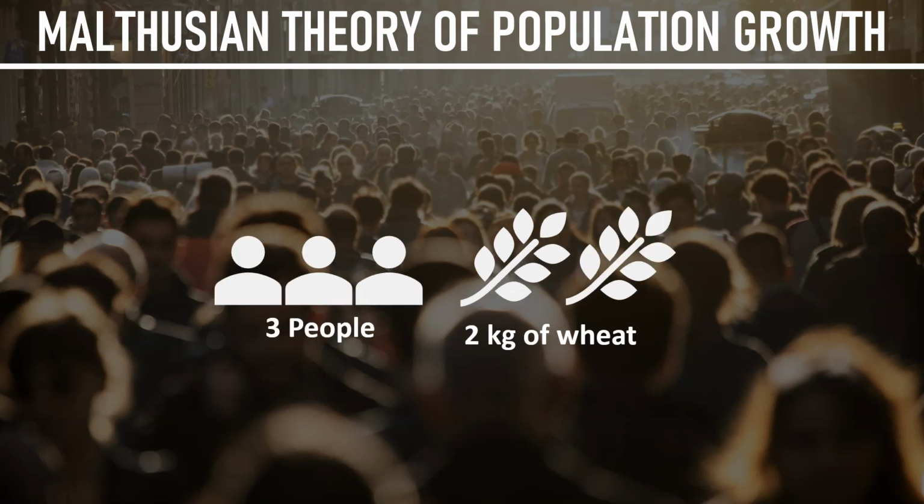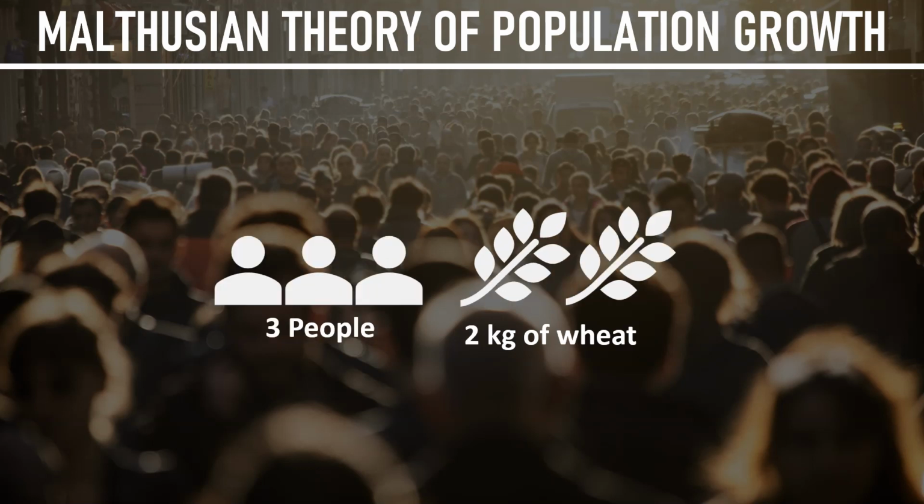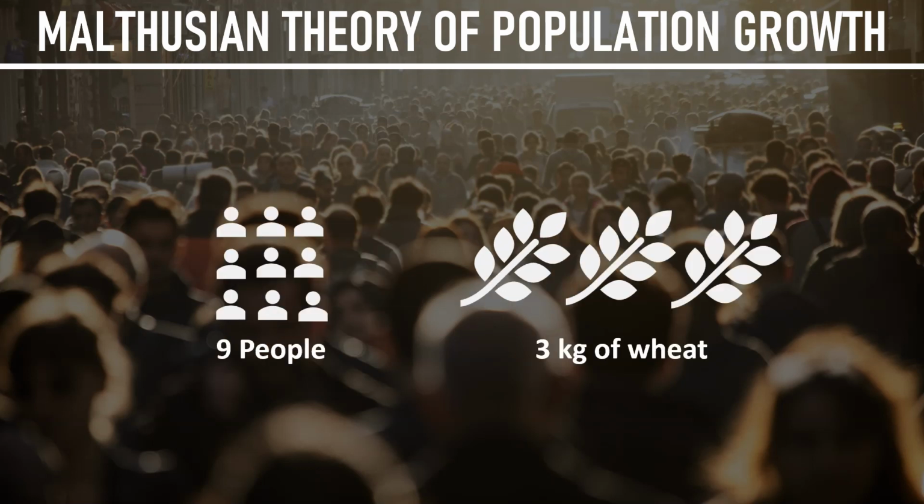Suppose the population increased to 3 people, but the wheat quantity only increased to 2 kgs. Now there'll be increasing difficulty in the division of the resources, and obviously people won't be as satisfied as in the previous case because there's less food and more people. In the next case, the population increased to 9 people, but the wheat quantity only increased to 3 kgs. So the situation is worsening.